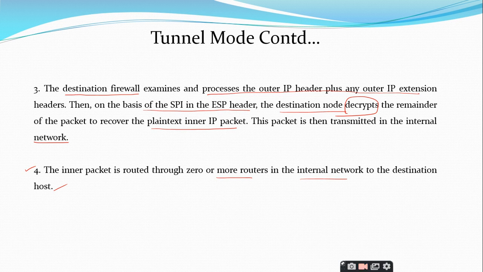Traffic analysis may happen in the transport mode, traffic analysis will not happen in the tunnel mode. There is no need for the new IP headers in the transport mode, and there is a need for the new IP headers in the tunnel mode.